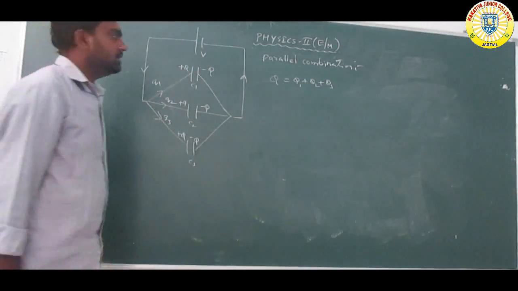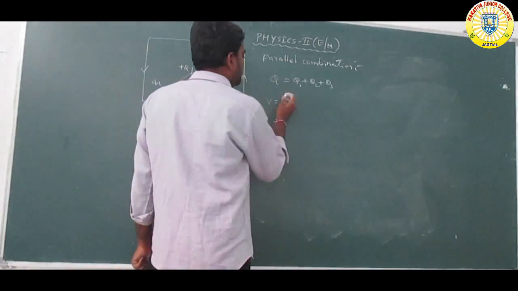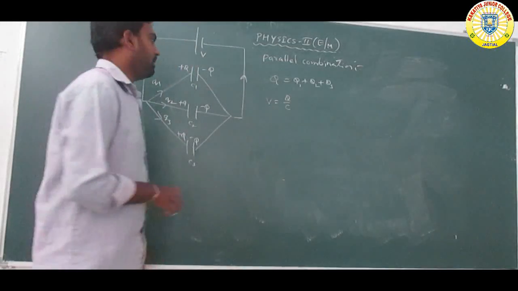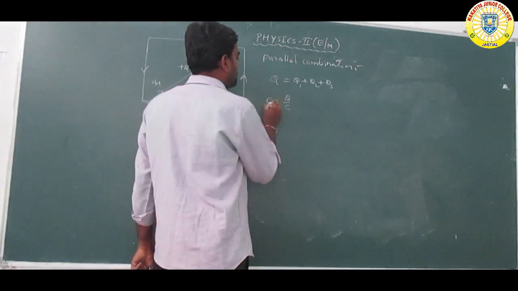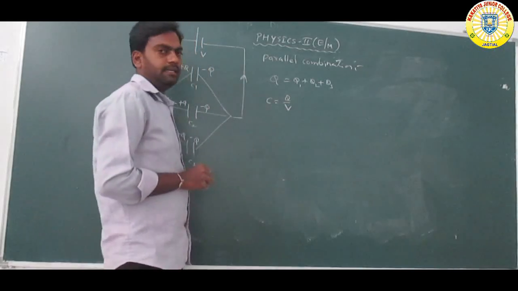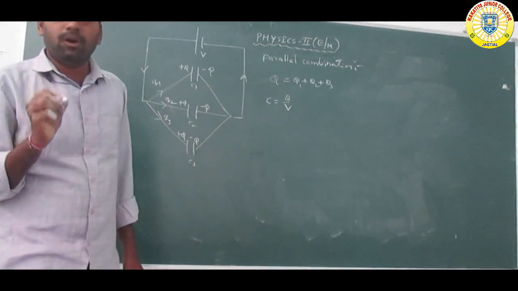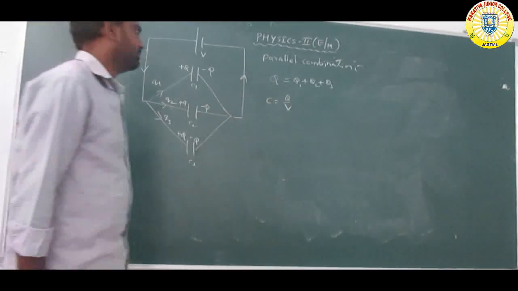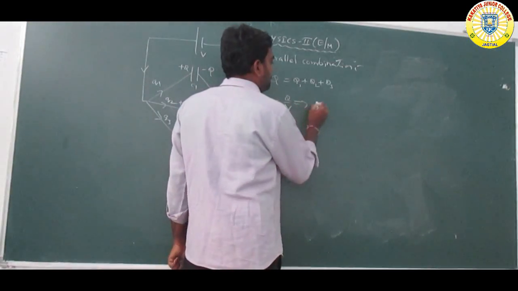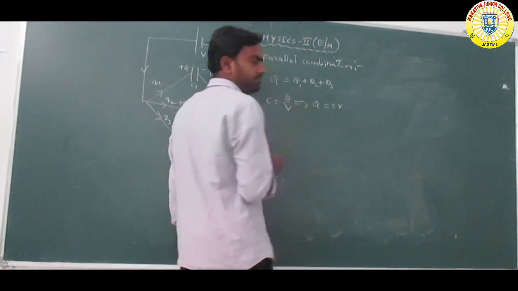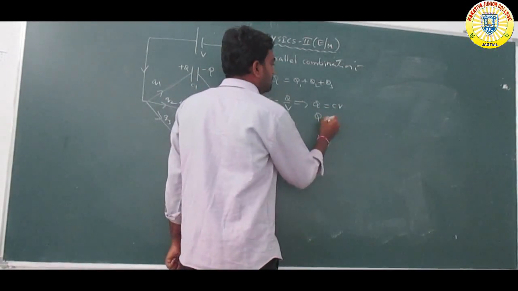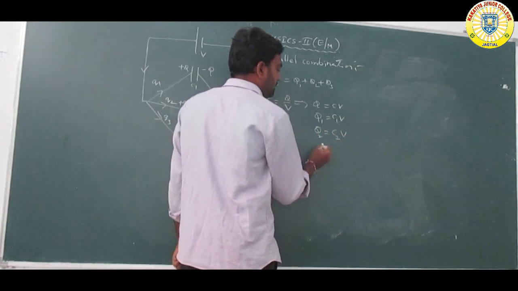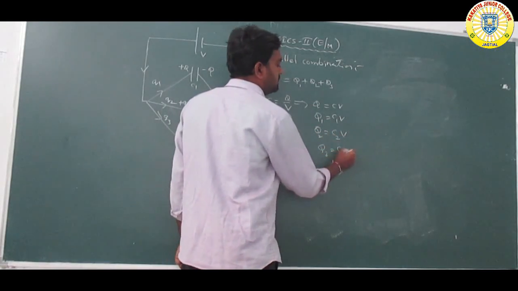You got it? So V is equal to Q by C, or C is equal to Q by V. We can write the capacitor formula C is equal to Q by V. So Q is equal to CV. Q1 is equal to C1V, Q2 is equal to C2V, Q3 is equal to C3V.